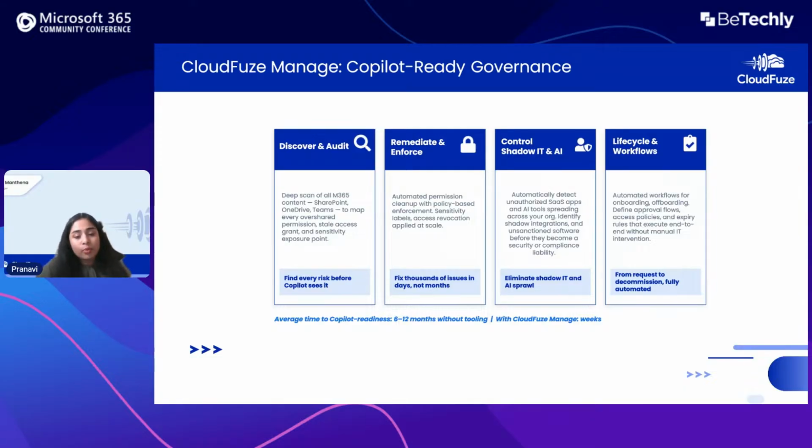And the bottom line we hear consistently from customers is that organizations trying to get to a Copilot-ready state without these pre-governance checks typically take up to 6 to 12 months. But with CloudFuze Manage, what we aim to do is compress that timeline to within weeks. So that's the difference between being ready for the AI era and still preparing for it.